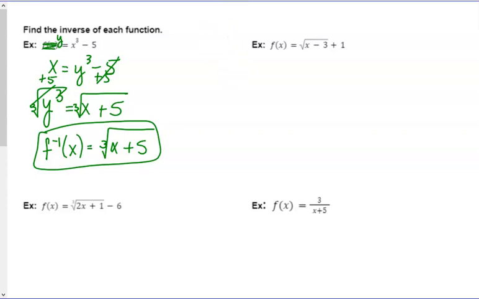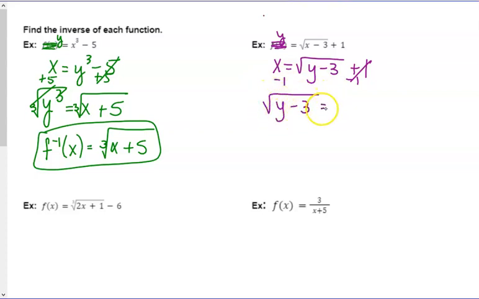All right, let's try the next one. Let's take away the f, make it a y. Let's exchange the x and y. So we get x equals the square root of y minus 3 plus 1. Now, where is our y? It's in this term. So I'm going to elect to bring over that 1 first by subtracting 1. Now, remember, you can't combine x and 1. Now, again, I'm going to flip sides just because I want to have that y on the left-hand side. Best I can write the right-hand side as an x minus 1.